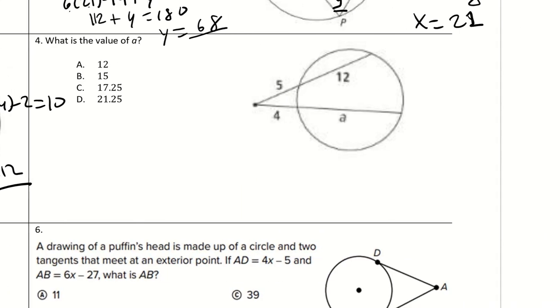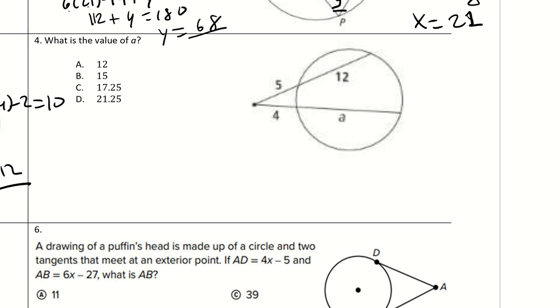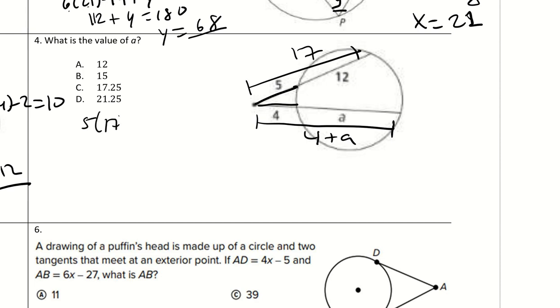All right, so number 4, what is the value of A? So this is another outer one. It crosses on the outside. So that means we have to do the outside times the whole thing. 5 plus 12 is 17. And then the outside times the whole thing, but the whole thing is 4 plus A. We have 5 times 17 equals 4 times the whole thing.